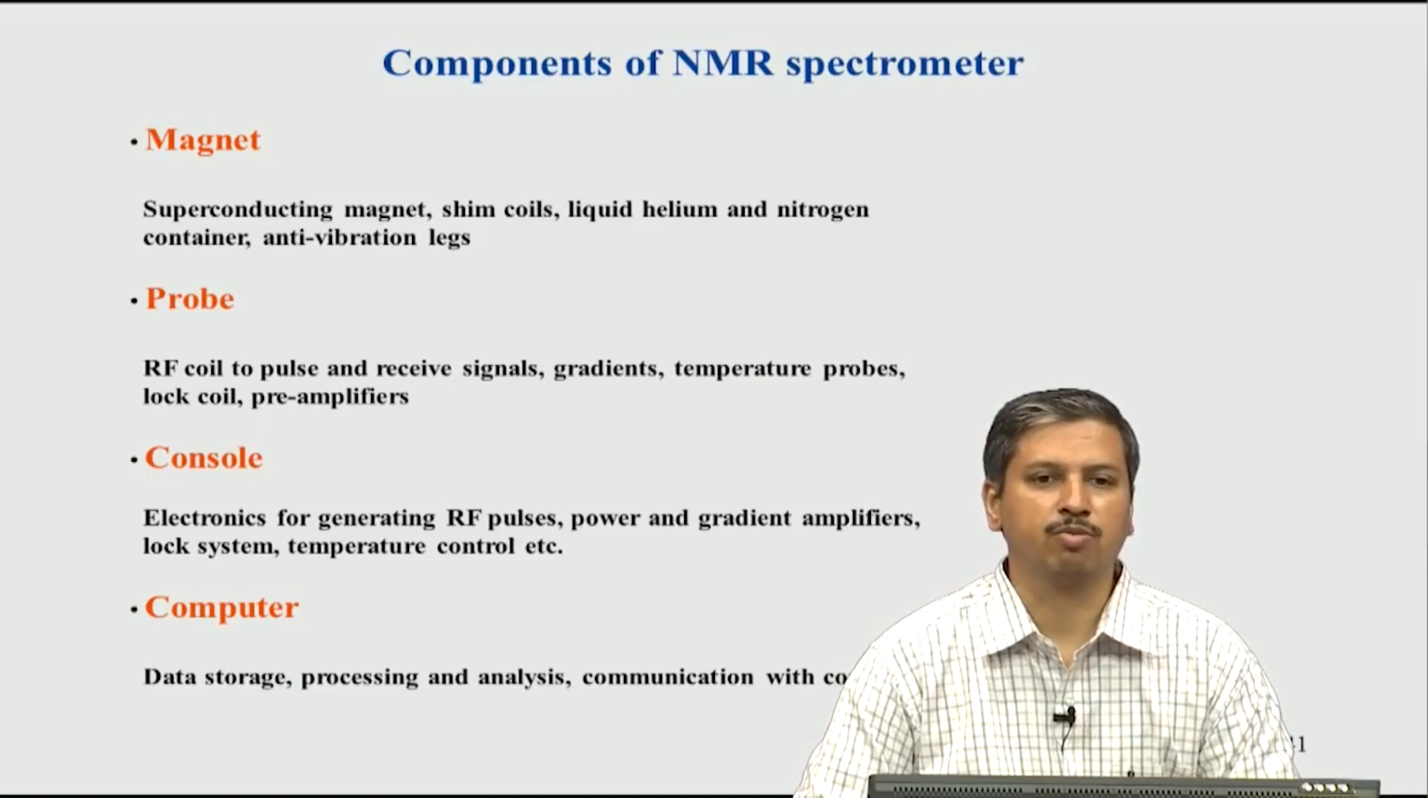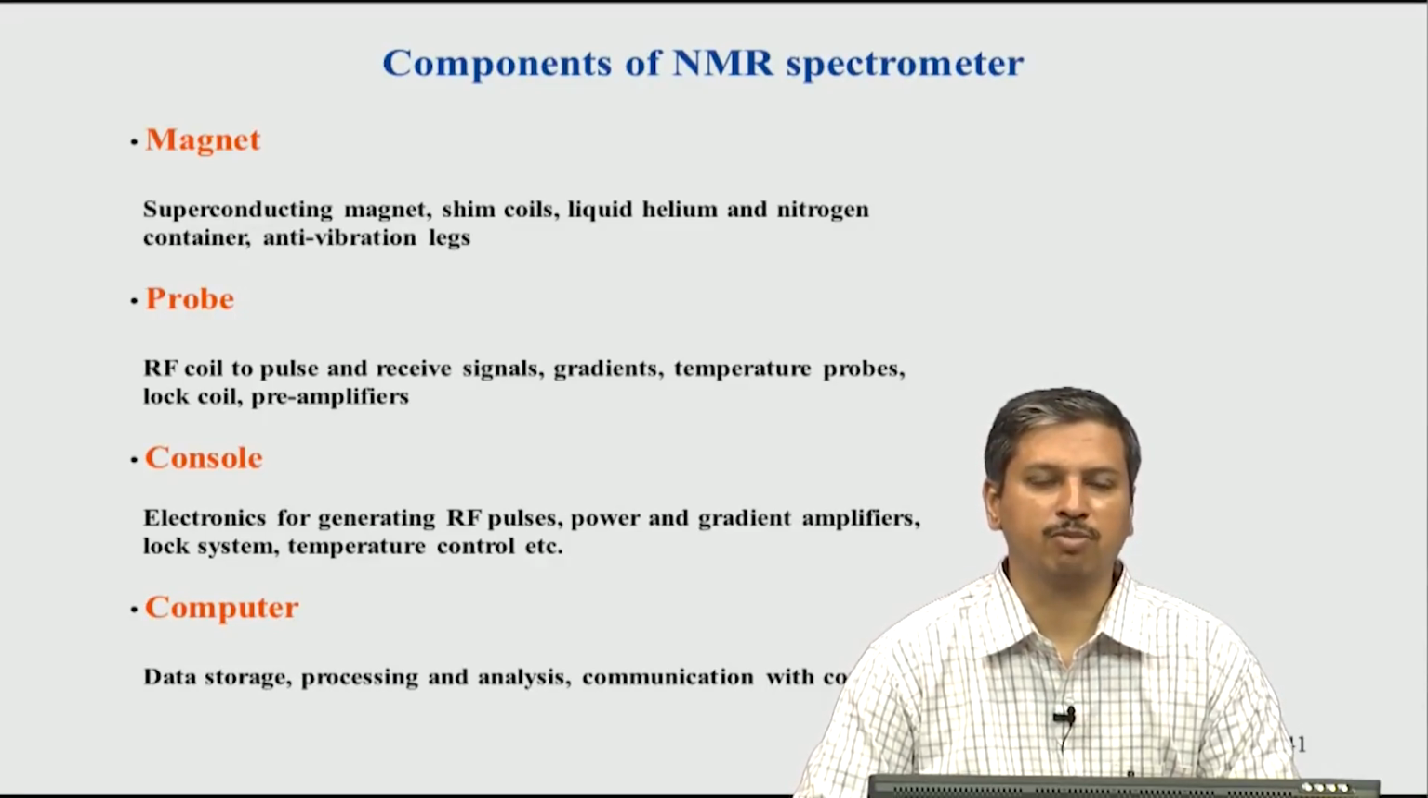The next major component of an NMR spectrometer is the probe. The probe is the part of the system where you apply the RF pulse, receive the signals, and control the temperature and so on. We will also have a look at these components.